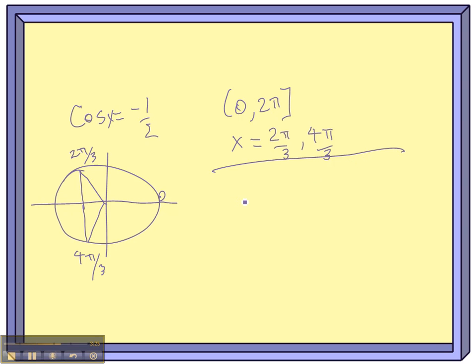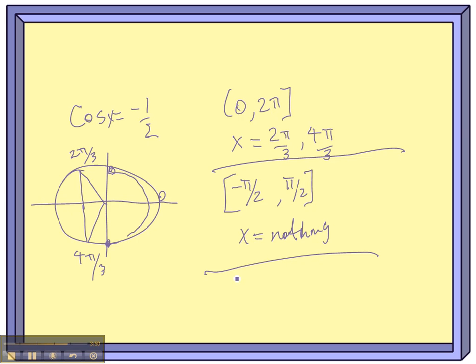Let's say we wanted it over the interval from, say, -pi over 2 to pi over 2. -pi over 2 is down here, all the way to right here. Here, no solution, so x equals nothing. No solution. How about from 0 to pi? If I go from 0 to pi, then I'm just taking the top half of the unit circle. I only have one solution in that range, so x is equal to just 2 pi over 3. Just as some more examples.